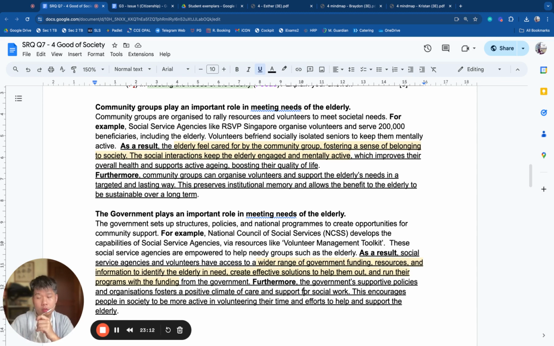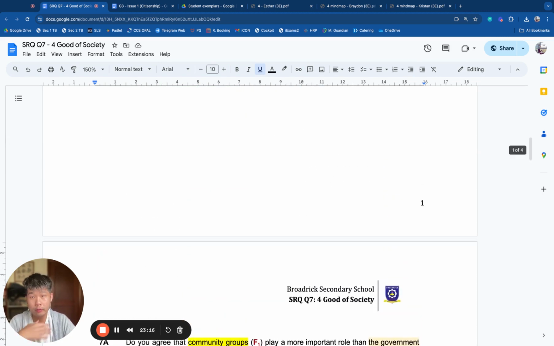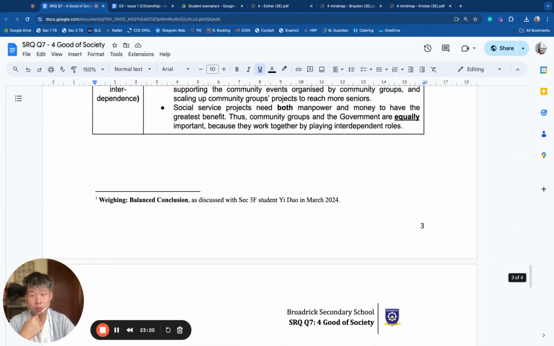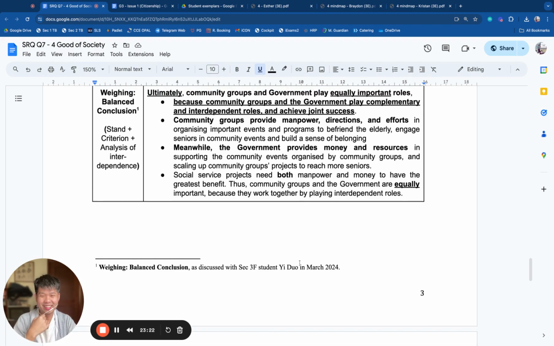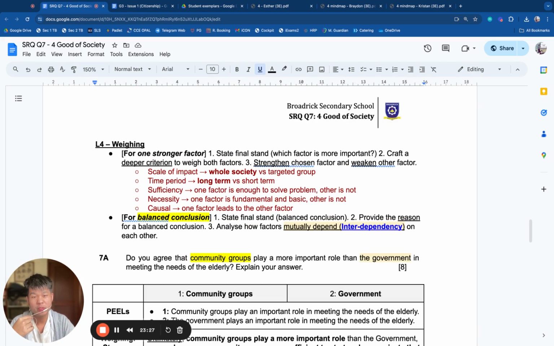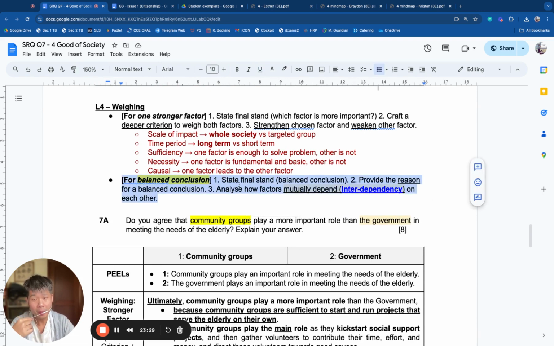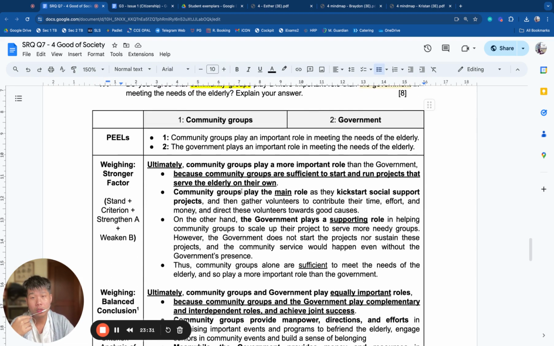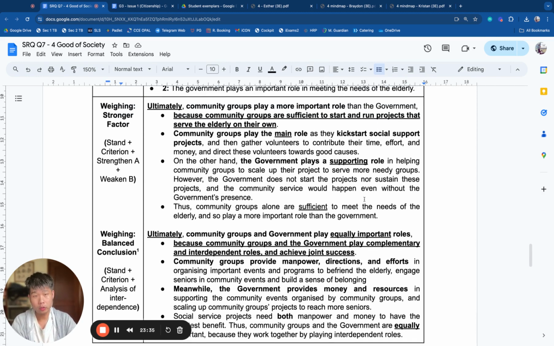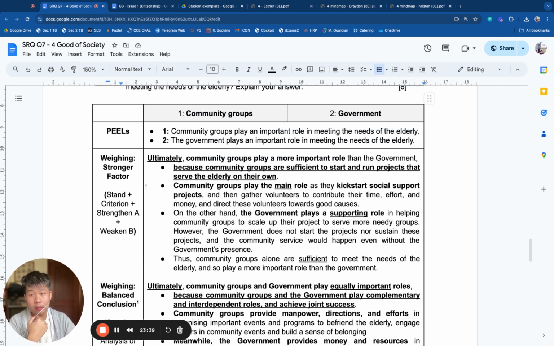This came up from a discussion I had with a student in 3F called Yi Duo, who I credit here. We had this discussion, and I thought, this is a perfect time for me to teach the balanced conclusion. So I give you two possible weighing paragraphs again, and today I want to focus on the balanced conclusion. The first one is about the stronger factor weighing. You can read it on your own.